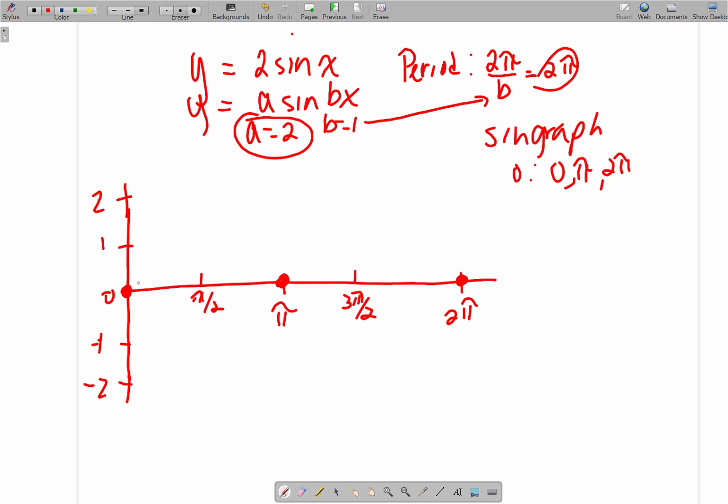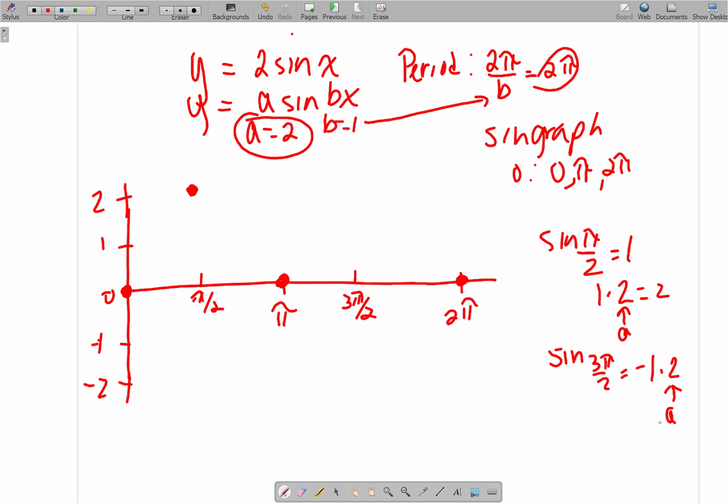Now where a comes into play is, remember that pi over 2 for the regular graph, the sine of pi over 2 is equal to 1. But this time, because a is 2, you take 1 times the 2. This is our a, and you get 2. So you don't go up to 1, you go up to 2. Same thing for 3 pi over 2. Remember when we took the sine of 3 pi over 2, we got -1. But because a is 2, we get -2. So between it goes down to -2.